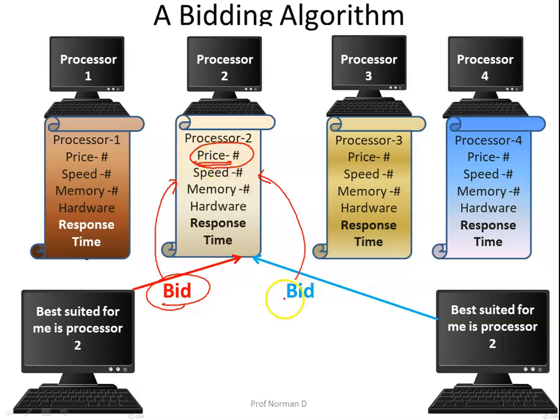So if the price quoted by this machine was, let's assume, 5 and this was 6, and here the price was, let's say, 5.5, then this value will be updated. So this machine is the winner, this will be the loser. And finally the new price of processor 2 will be 6.